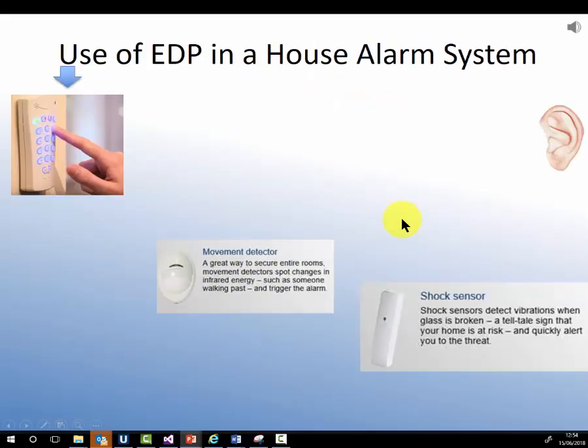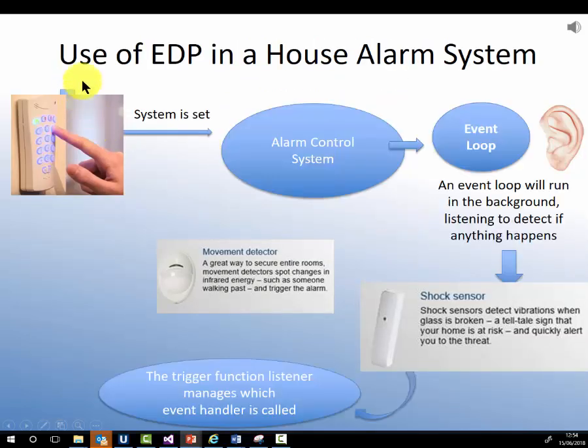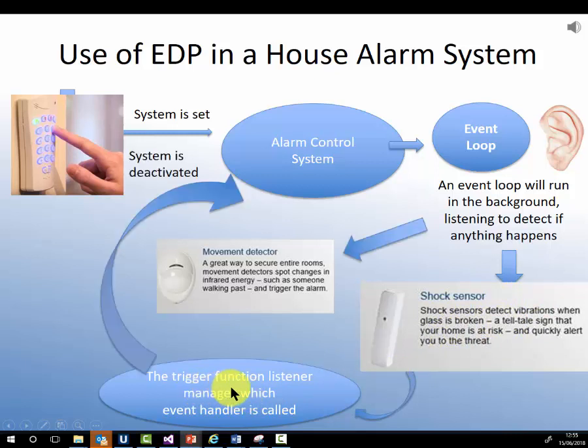First of all, the system is set. You've got an alarm control system. You've got event loops listening. It's going to see if something's happened. So let's take the example of a shock sensor. It's going to check to see if there's a vibration. If there is, it's then going to activate the appropriate trigger function, the event handler, to make the appropriate alarm go off, whether it might be a flashing light, or a physical sound going off, whatever it might be. It might be a message being sent to my mobile phone.